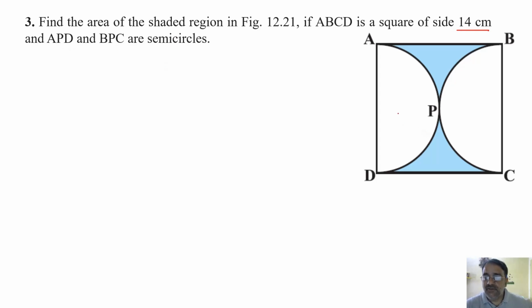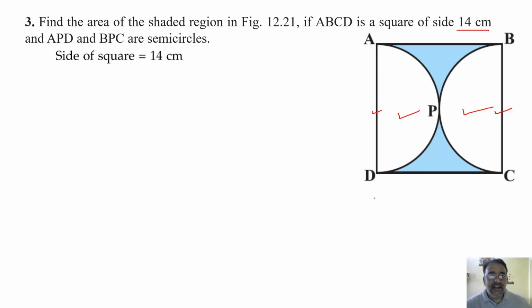Now see, these two semicircles are the same. Why? Because the sides of squares are equal. So AD and BC both will be equal. Okay, so the radii are the same, so these two semicircles are also the same. So what we have to do is remove two semicircles from the square. If you remove them, then you will get the shaded region. So the area of the shaded region will be equal to the area of square minus the area of two semicircles.